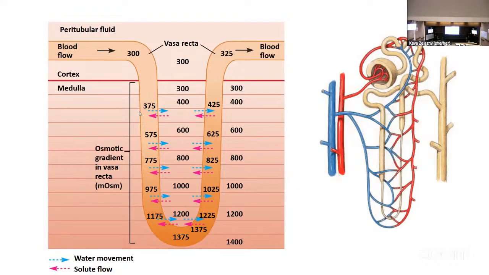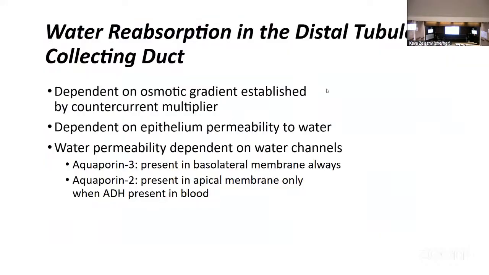Okay. So you can see that we have water movement out in this descending limb, but solutes are moving in. And then the opposite thing is happening in this neighboring region. Okay. So overall, what we care about, right, is that we set up this osmotic gradient.